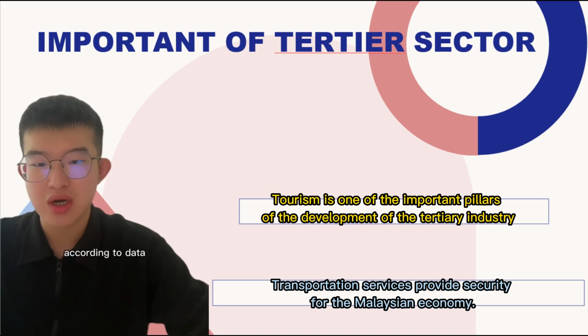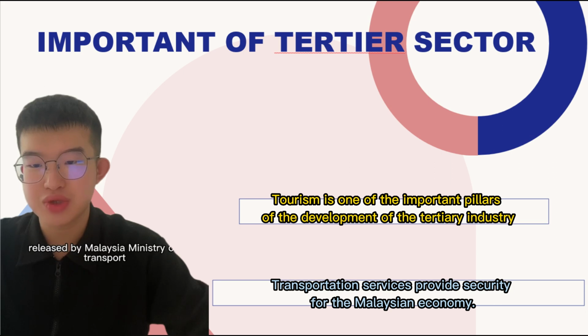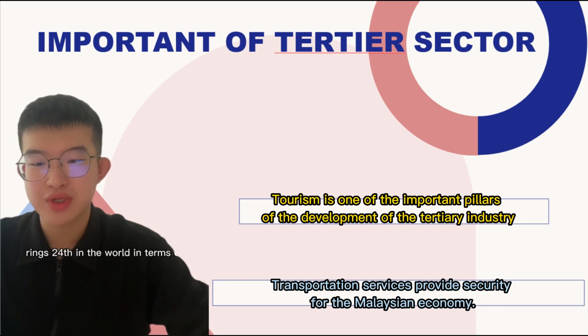According to data released by the Malaysia Ministry of Transport, Malaysia's ports rank in the top 20 in the world in terms of container throughput, while Kuala Lumpur International Airport ranks 24th in the world in terms of passenger throughput.